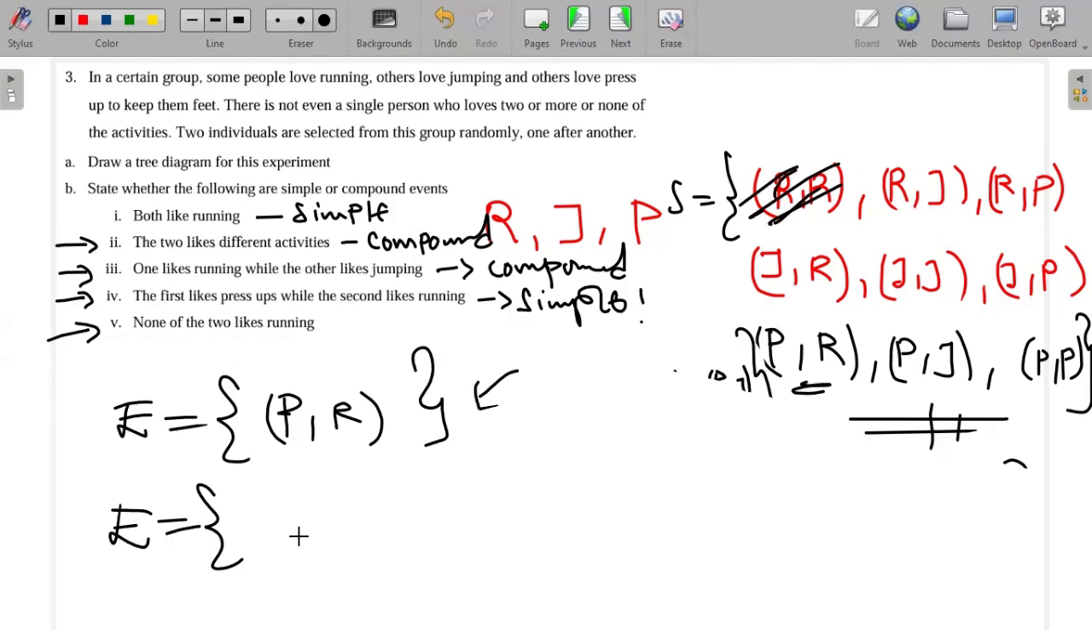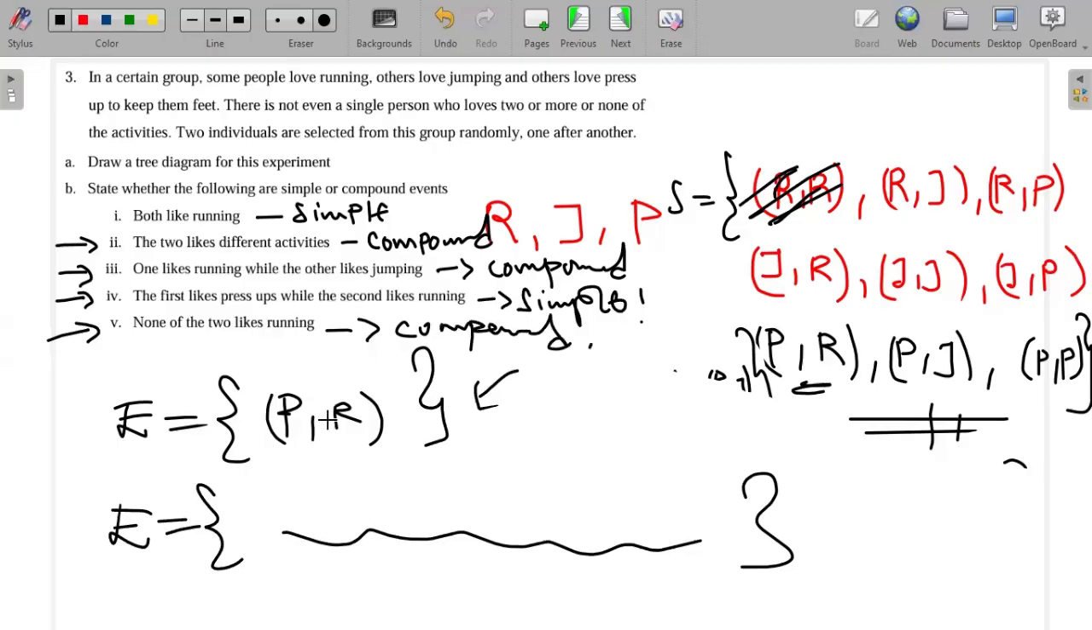Just list everything in this event here. That will be the one that describes part 5 there. And then it will have more than one outcome. So I'm going to say that the last part there is also a compound event. All right, so we are done with that part. Any questions there, guys?